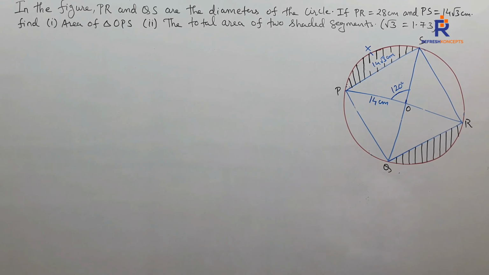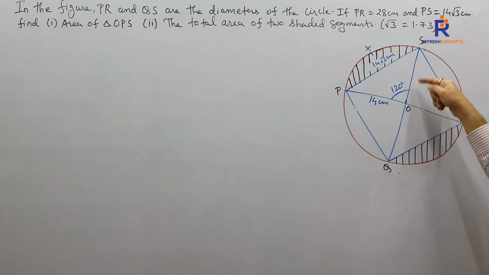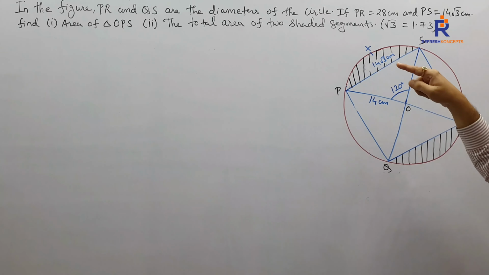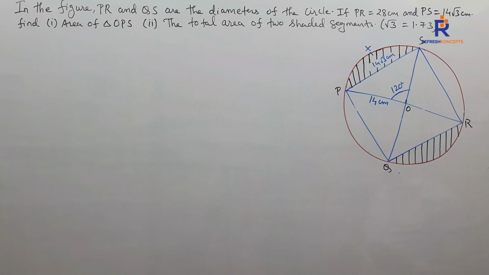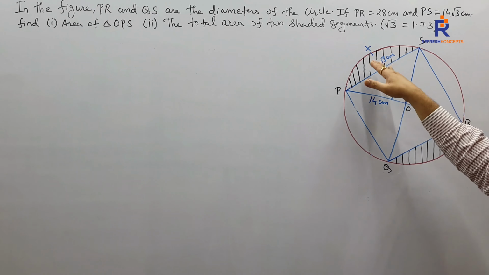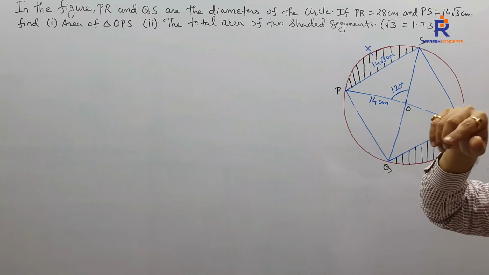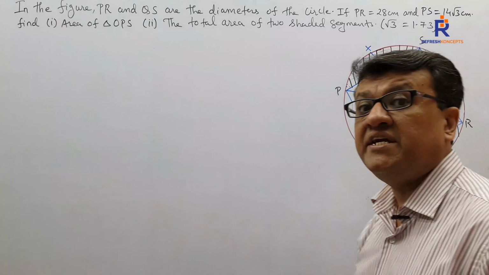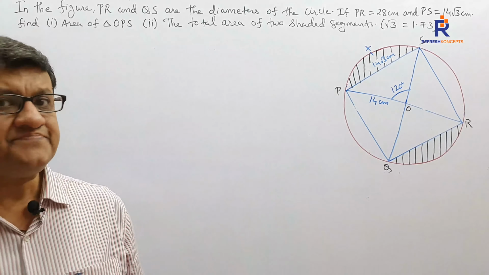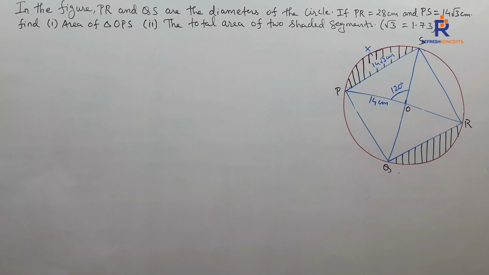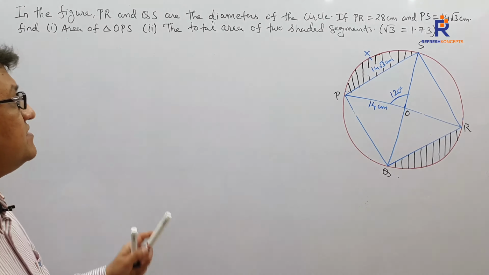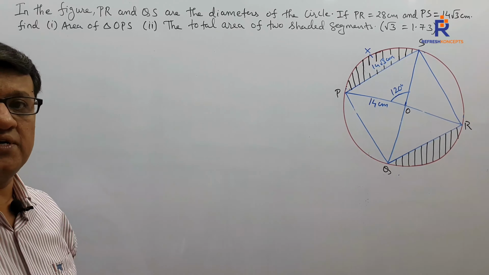Find the area of triangle OPS. I intend to find out the area of triangle OPS, and thereafter the area of the two shaded segments. This is the first segment, this is the second segment. Both the segments are equal in area. So if I find the area of one segment, multiplying by 2 will give me the area of the two shaded segments. So step by step, we move further in finding the area of triangle OPS first.